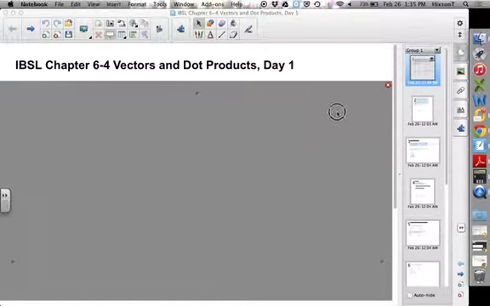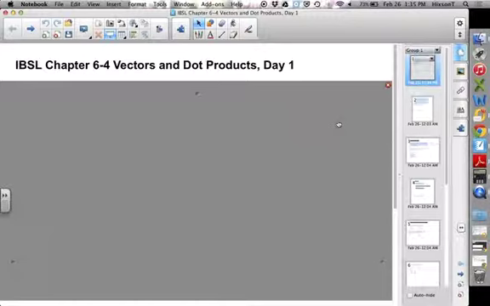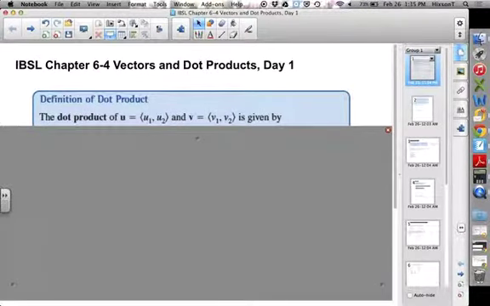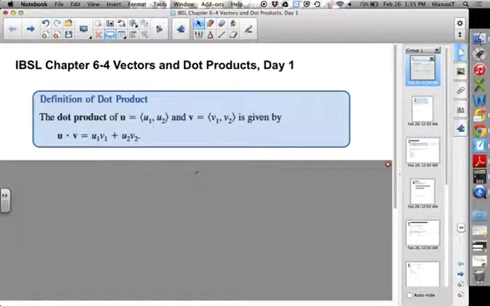Alright, so first of all, let's talk about what a dot product of two vectors is. The dot product of u and v is given by u dot v equal to u1 times v1 plus u2 times v2, where u1 and u2 are the components of vector u, and v1 and v2 are the components of vector v.